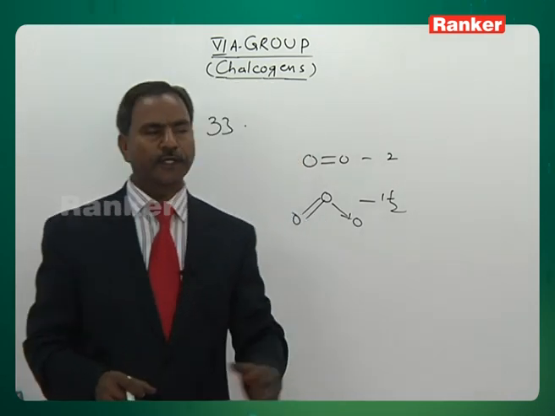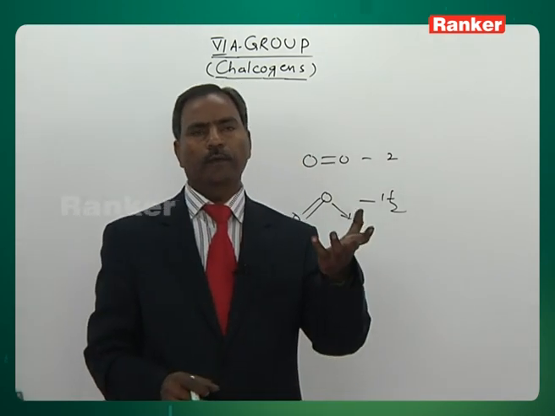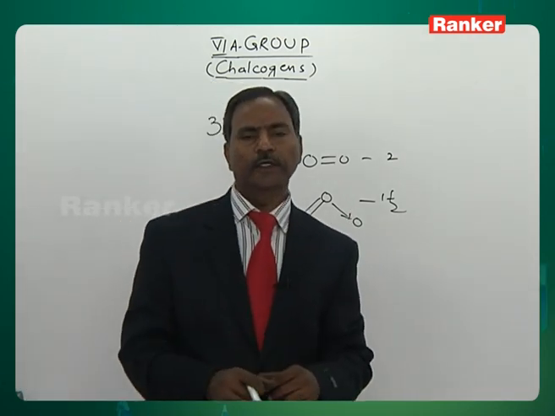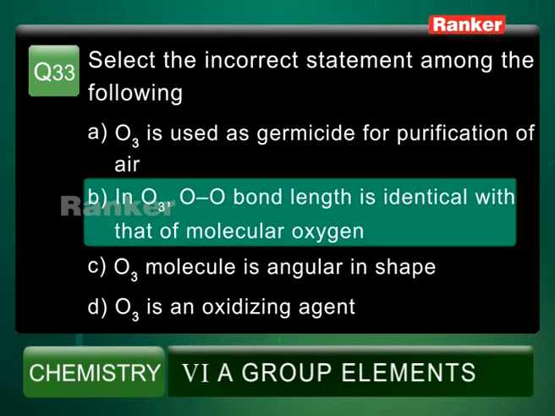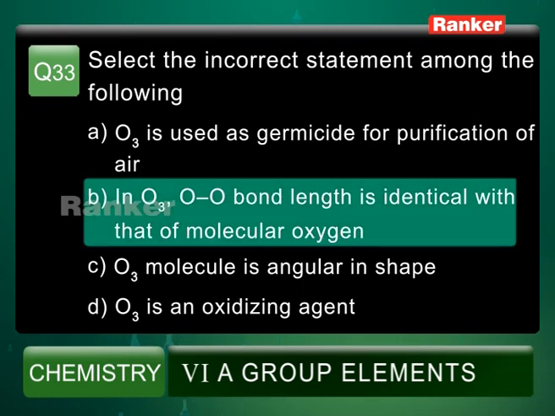Coming to C, the O3 molecule is angular in shape. Yes, angular only. D, O3 is an oxidizing agent, well known. Incorrect statement we want. So option B. It is saying the bond lengths are the same, but one is shorter and one is longer. Therefore, for question number 33, answer is B.